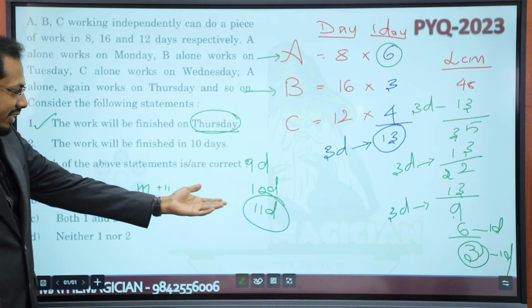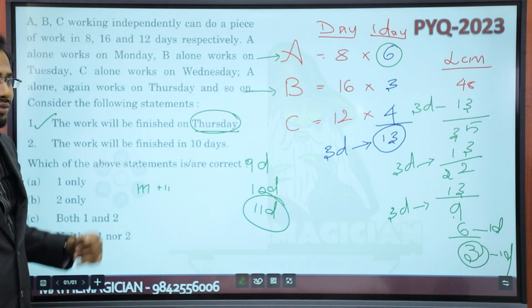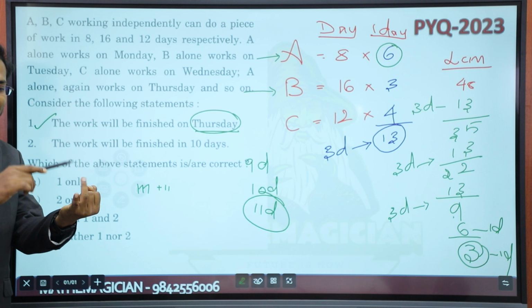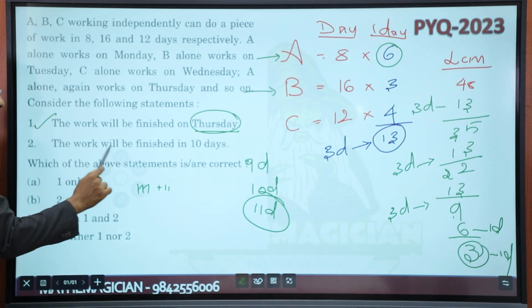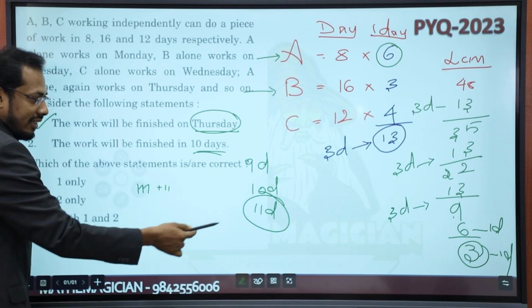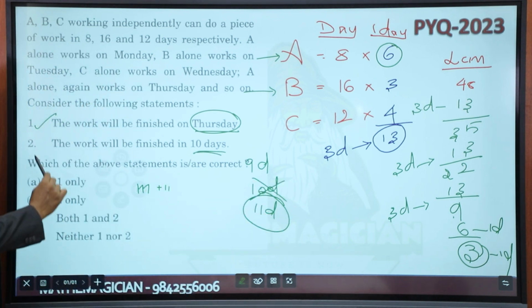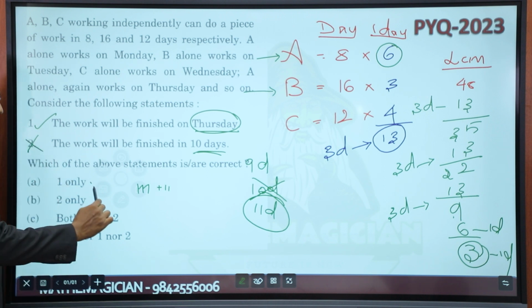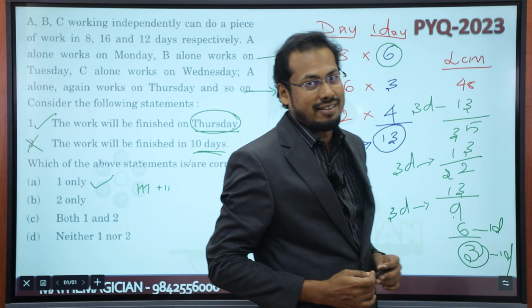Or else, 11 days, there is 1 week of 7 days. What is the remaining? Remaining is 4. Remaining is 4 means Thursday. Monday is the first day, Tuesday, Wednesday, Thursday, 4. Everything is right. Next, the work will be finished in 10 days. It is not finished in 10 days. It was finished in 11 days. So, this is wrong.